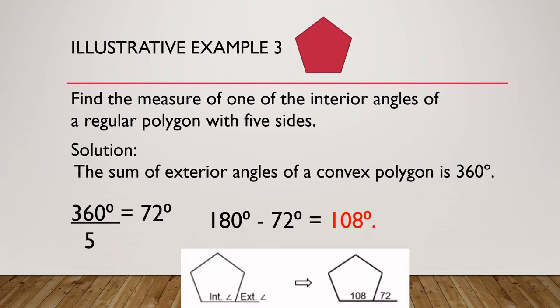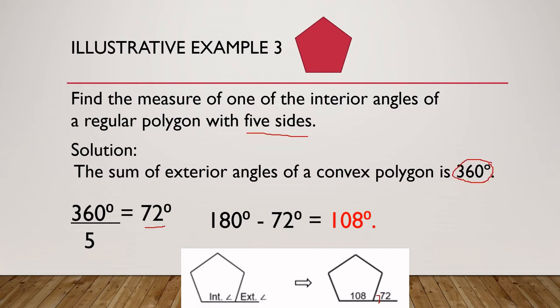degrees. Next example, find the measure of one of the interior angles of a regular polygon with 5 sides. So 5 sides is a pentagon. So again, the sum of the exterior angles of a convex polygon is 360 degrees. So i-divide natin yung 360 degrees by 5, that is 72 degrees. So the measure of one of the exterior angles is 72.